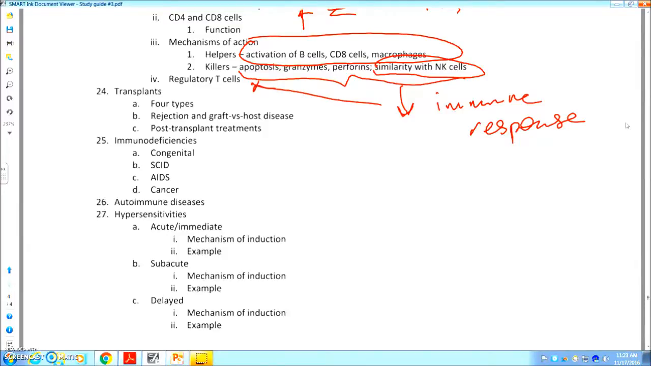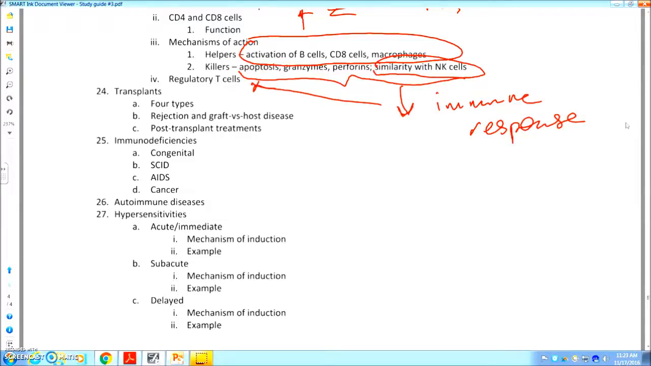Four types of transplant. What do you know? Auto, iso, allo, and xeno. Know the examples for each. Understand the mechanisms of rejection, when the immune system of the recipient attacks the graft, and GVHD, graft versus host disease, when the immune system of the graft attacks the recipient. Allo, different people. Iso, identical twins. Xeno, different species. And auto, from yourself.